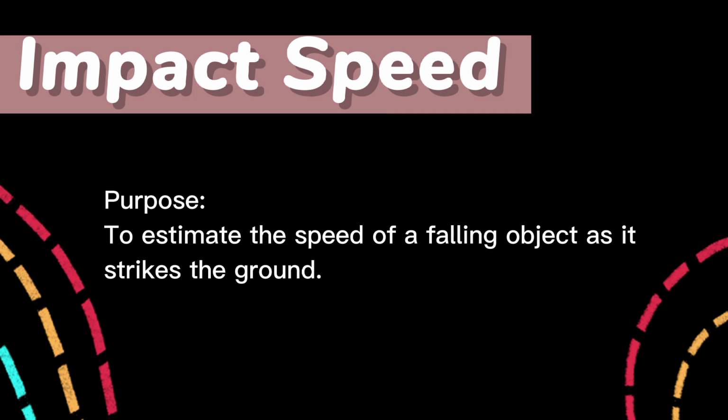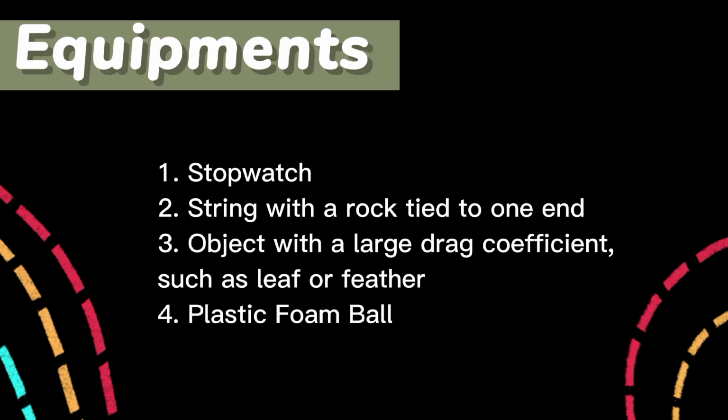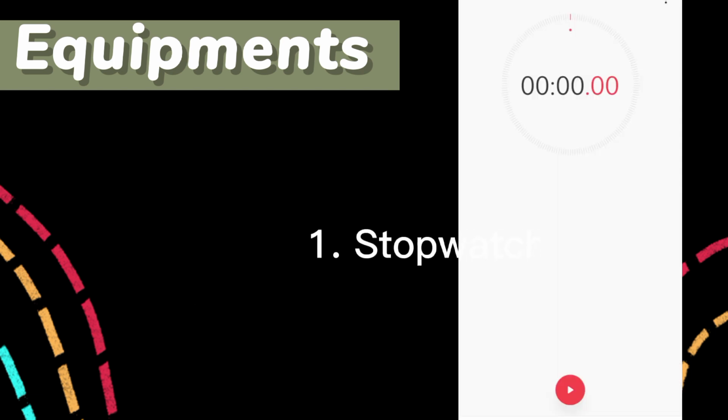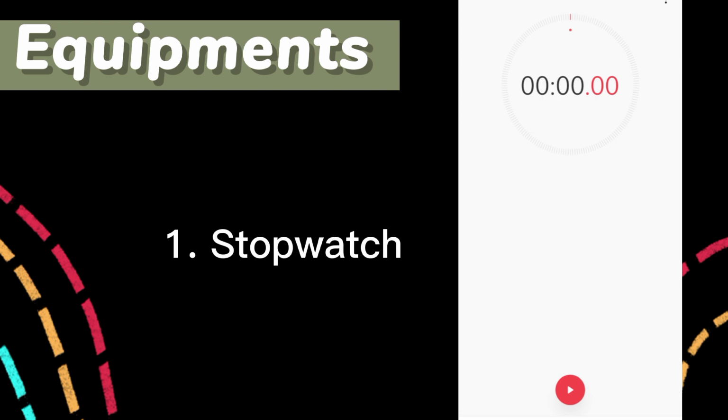Impact speed. The purpose of this experiment is to estimate the speed of a falling object as it strikes the ground. These are the required equipment or supplies that you needed. Number 1 is a stopwatch. We use a cell phone as a substitute for a stopwatch.